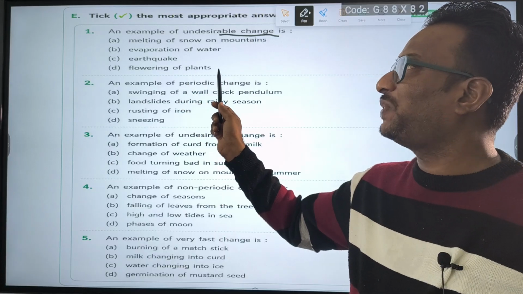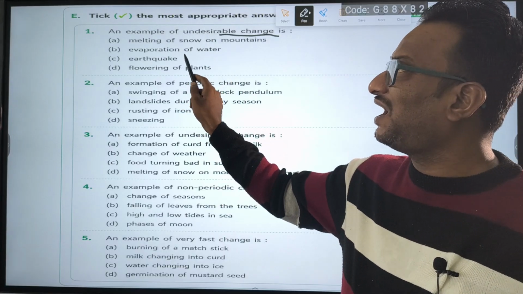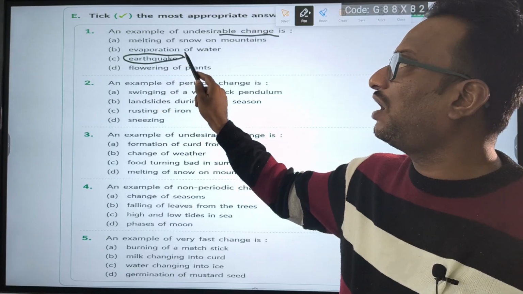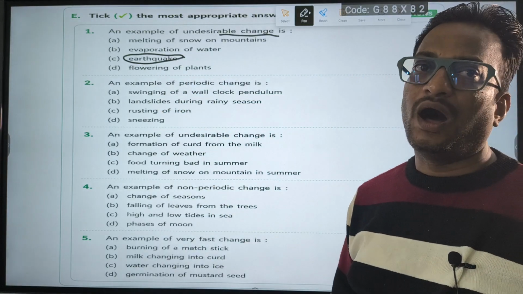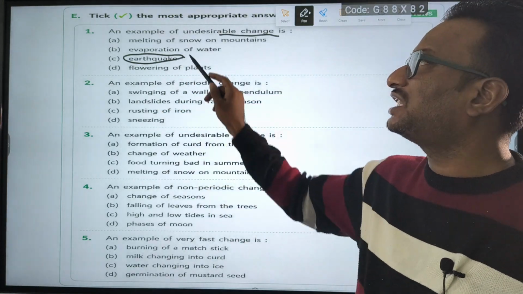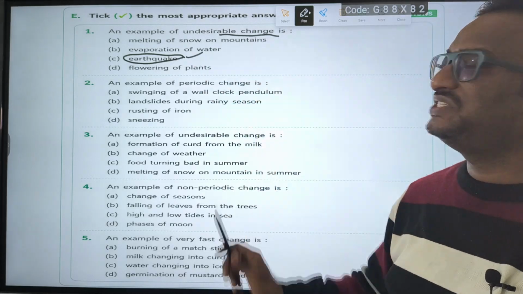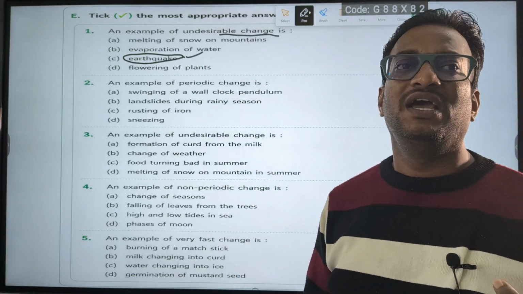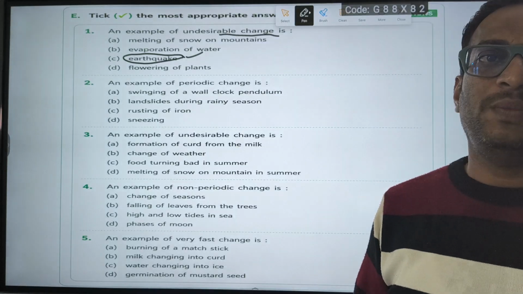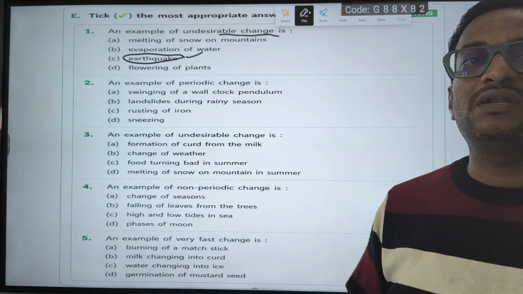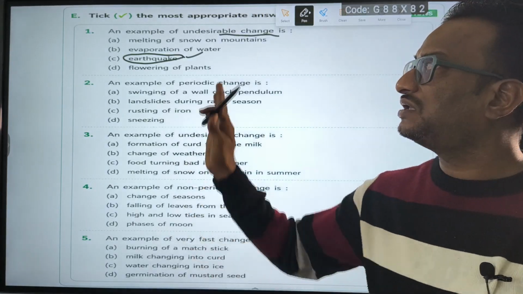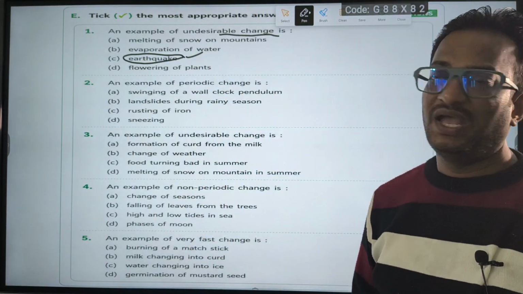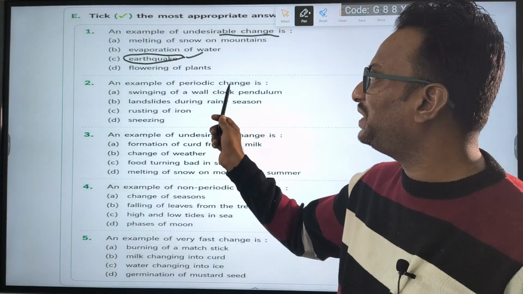Earthquake, flowering of plants. All, other than earthquake, are useful and helpful to human beings. Earthquakes are undesirable changes. Undesirable in the sense humans do not need them. Humans feel discomfort if that change happens. The answer is earthquake.